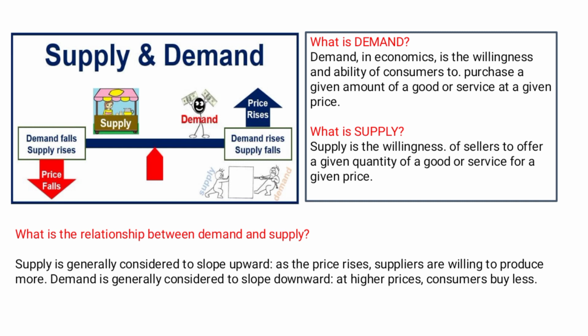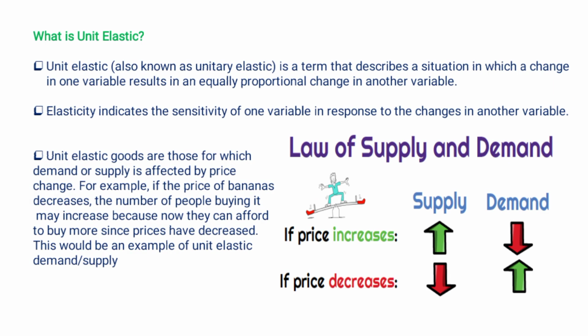Supply is generally considered to slope upward. As the price rises, suppliers are willing to produce more as it gives them more profit. Demand is generally considered to slope downward. At higher prices, consumers buy less. Now let us try to understand what is unitary elasticity.